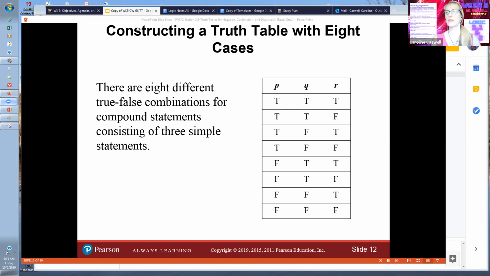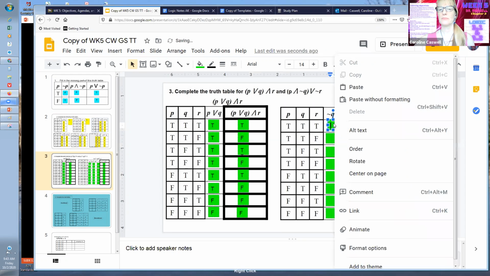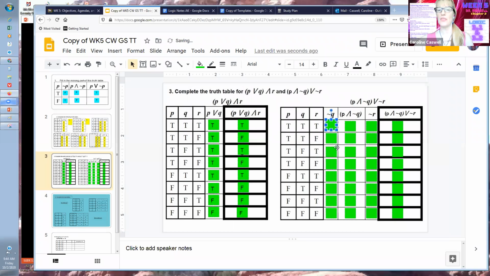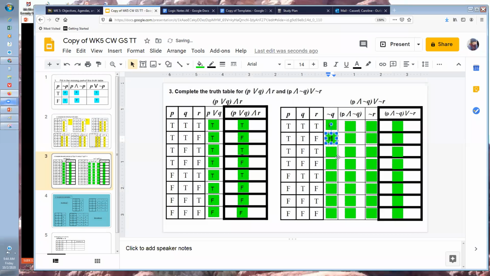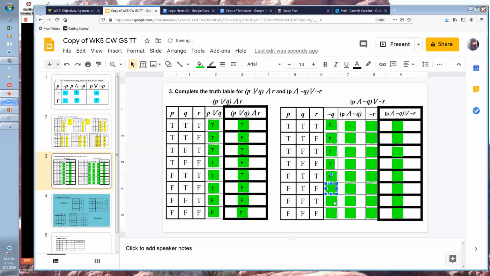Okay, are we ready to take a look at this now? Who wants to say what the eight rows of not Q are? It's false, false, false, false, and then true, true, true, true, and then false, and then true, true, true. Okay, good.